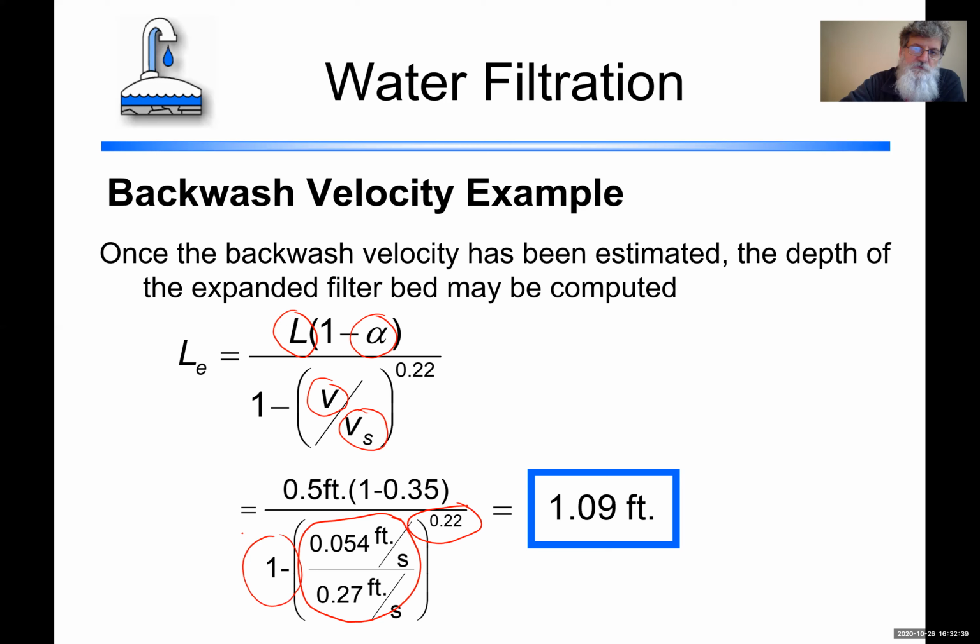Now, why would you want to know that? Well, if you know the bed's expanding to about a foot, then your backwash troughs or other components of your filter system could be located above that to keep you from washing your filter material out. You don't want to have to reload your filter material every time you run your filter. So you want to maintain that filter material as best you can.